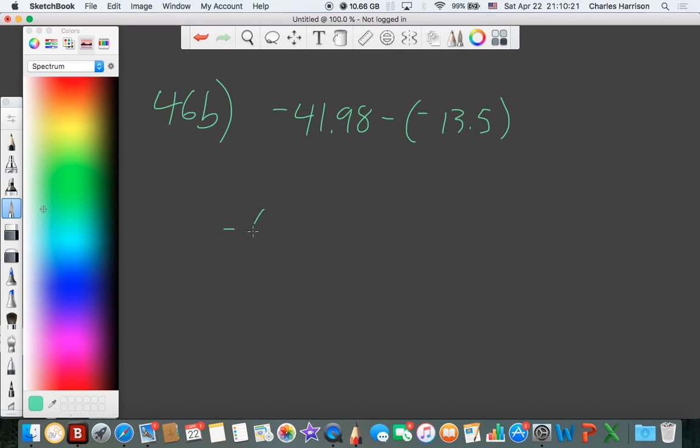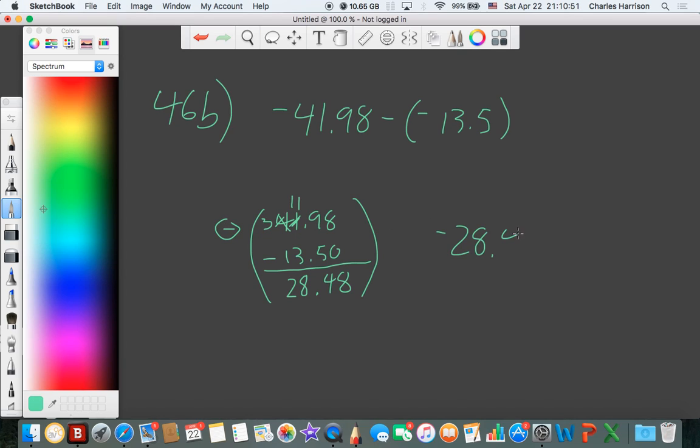And we can put the negative on the outside like so. So we have 41.98, and we can subtract this 13.5. I'm going to add a 0 here. So that's an 8, and this turns into a 4. Then we can steal from here, make that a 3, make this an 11. So that turns into an 8 here, and then this turns into a 2. And then remember, it's a negative, so it's negative 28.48. Like so. That's the final answer.